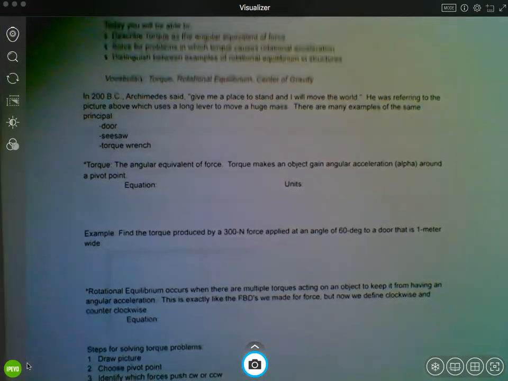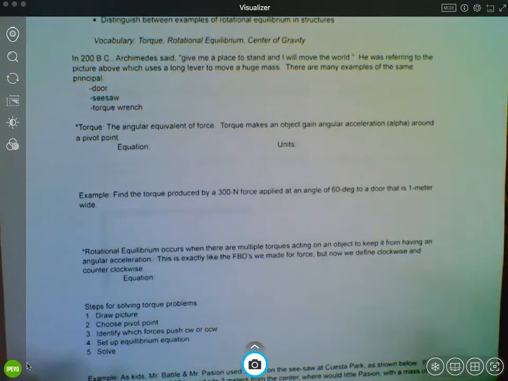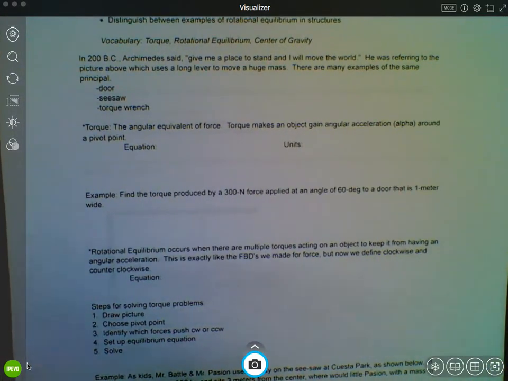So torque is the angular equivalent for force, meaning, remember how we have velocity and then we have angular velocity, and we have acceleration and then we have angular acceleration. So this is the angular version of force, things that are rotating. The way that a force makes something accelerate linearly, torque makes things accelerate in circles, or rotate. So torque causes angular acceleration around a pivot point.